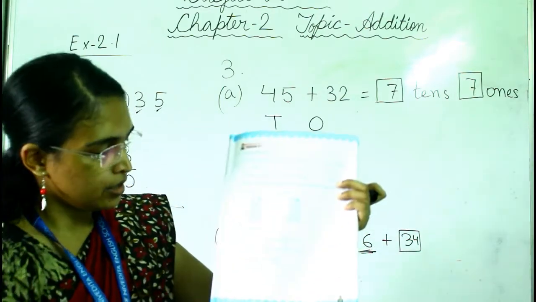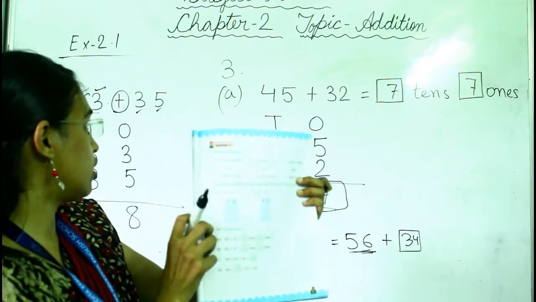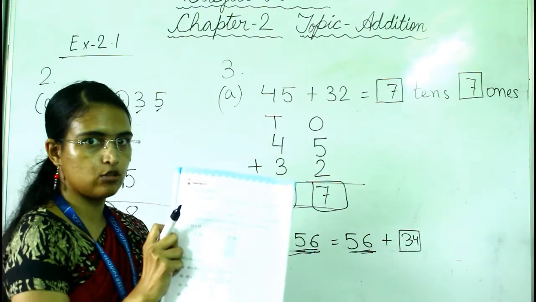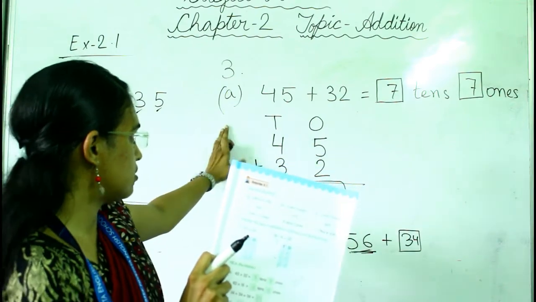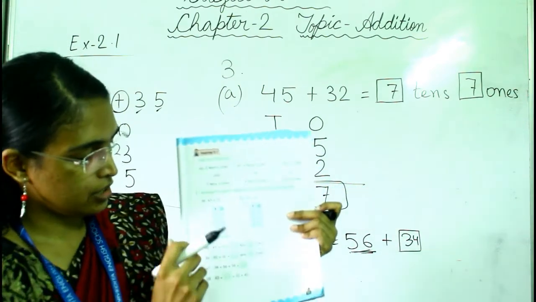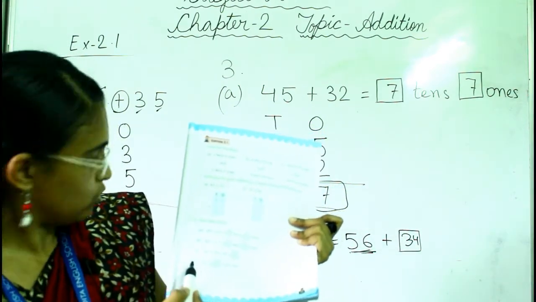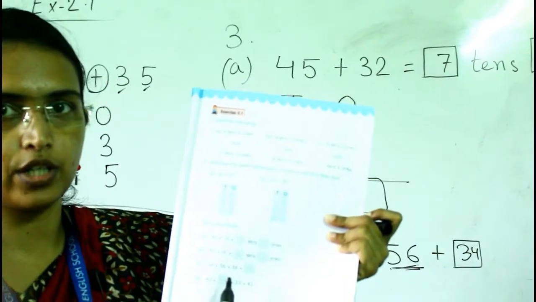So now look here, there are 4 questions. I have already shown you question number A and question number C. Do this in your CW copy, and question number B and question number D is your homework. Okay.